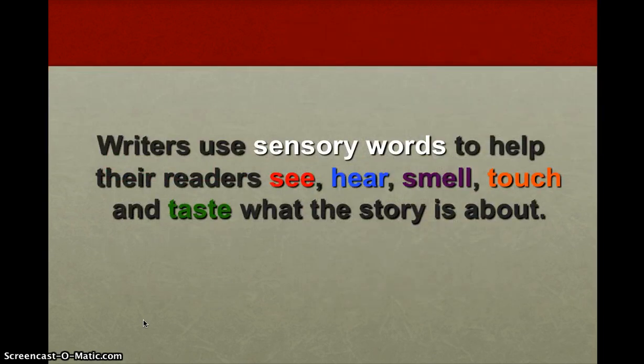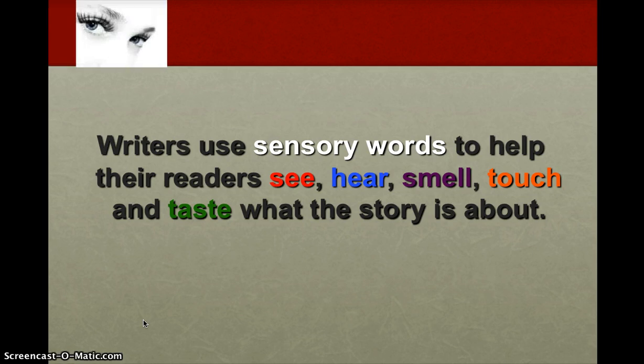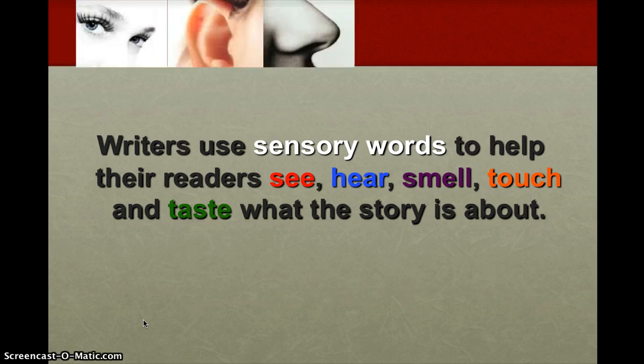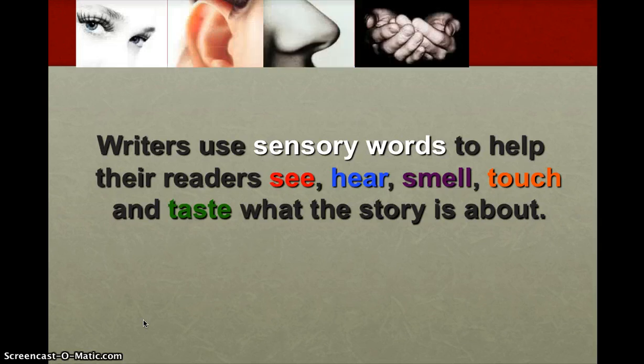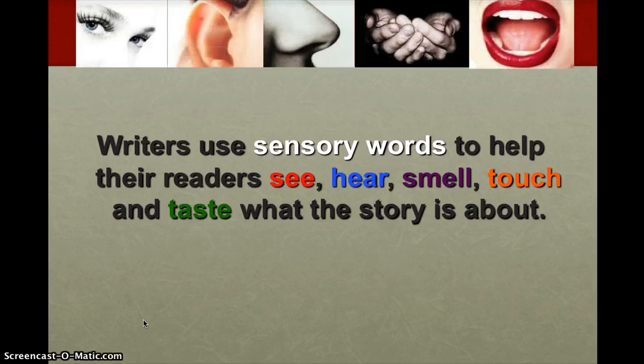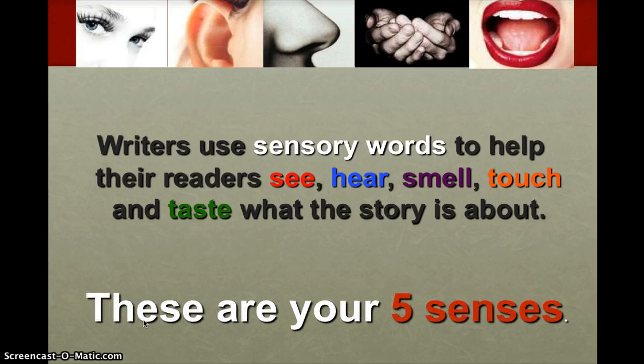All right, so writers use sensory words to help their readers see, hear, smell, touch, and taste what the story is about. And as you know, these are your five senses. If you think about it, this is how we obtain information around us in the world, by seeing, hearing, smelling, touching. This is how we process information. So it's only natural that an author would tap into the five senses to create those vivid pictures of imagery, so that we as the reader feel as if we're right there with them.